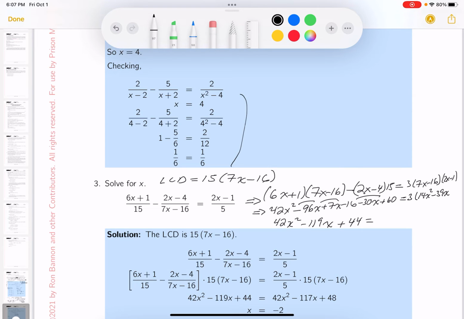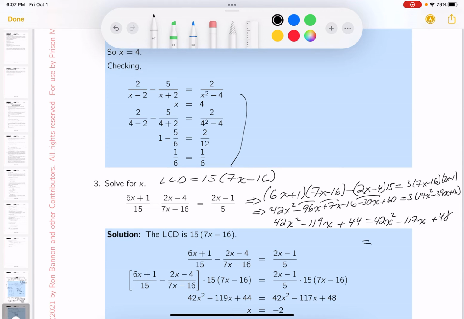Let me double check that. Let's see, minus 7 minus 32 minus 39. Then get plus 16. Let's keep moving. 3 times 14x squared, that's going to be 30 and 12, which is 42x squared. And let's see, 3 times 39, that's going to be, well, 3 times 30 is 90, and 3 times 9 is 27. That's going to be minus 117. And then you're going to get plus 48.